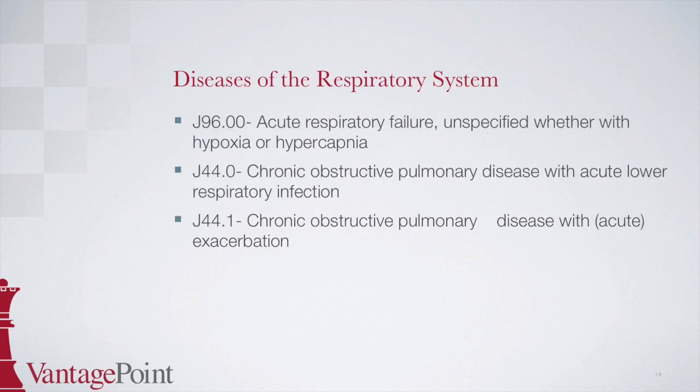The first code is J96.00, acute respiratory failure unspecified whether with hypoxia or hypercapnia. This condition is coded first as it is the most acute. To locate this code, start at failure in the alphabetic index, then go to respiration/respiratory, then find acute, which points to J96.00, which you would then confirm in the tabular.